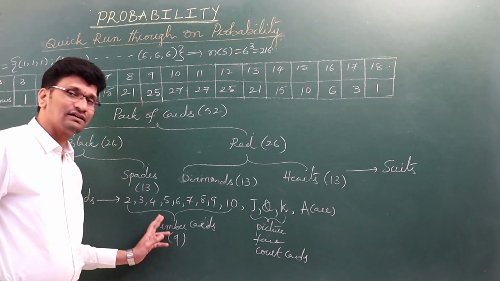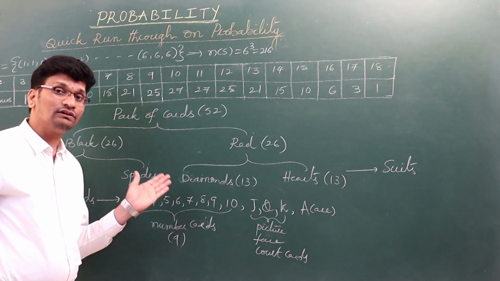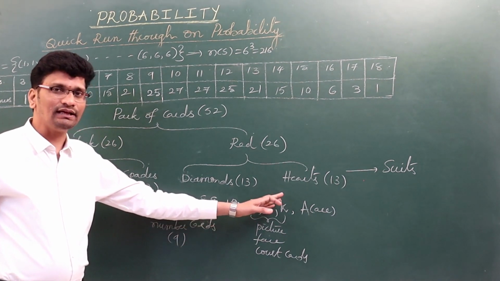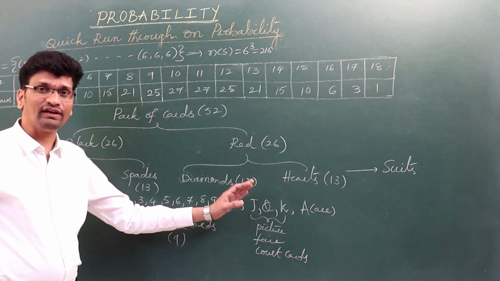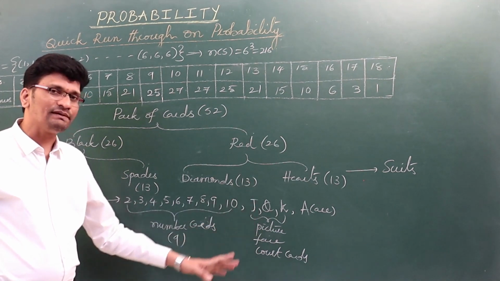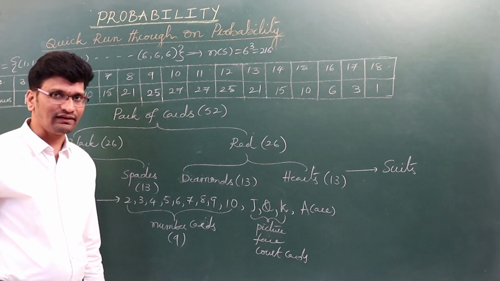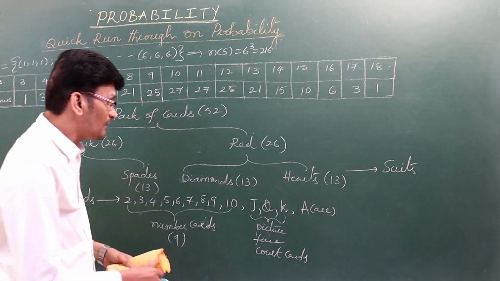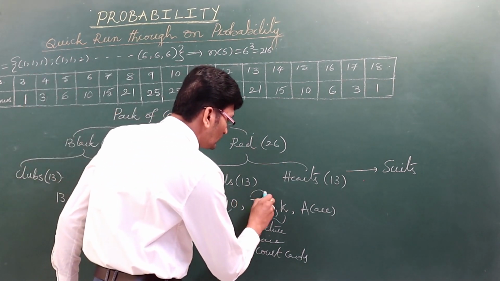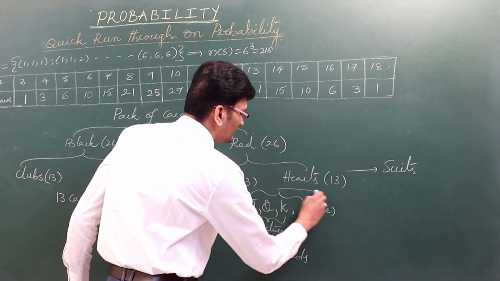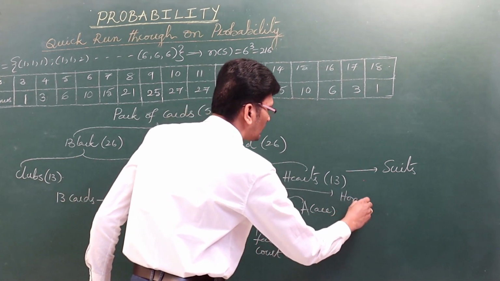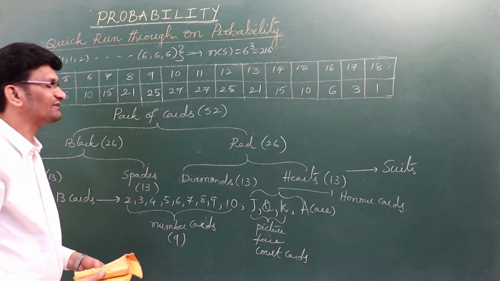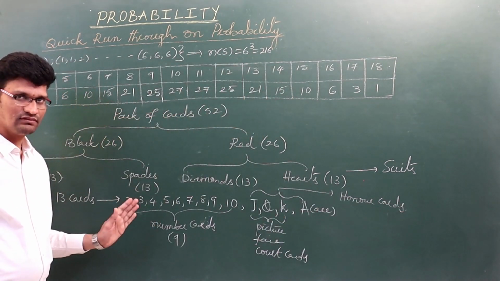These 9 cards are called number cards because on those cards we will find numbers only. Jack, Queen, King, we will find the pictures or faces. Therefore they are called picture cards. And last one is ace. On that card we will find A, the letter A. But if we include these 3 and A, these 4 are called honor cards. Okay, this is the classification of the pack of cards.